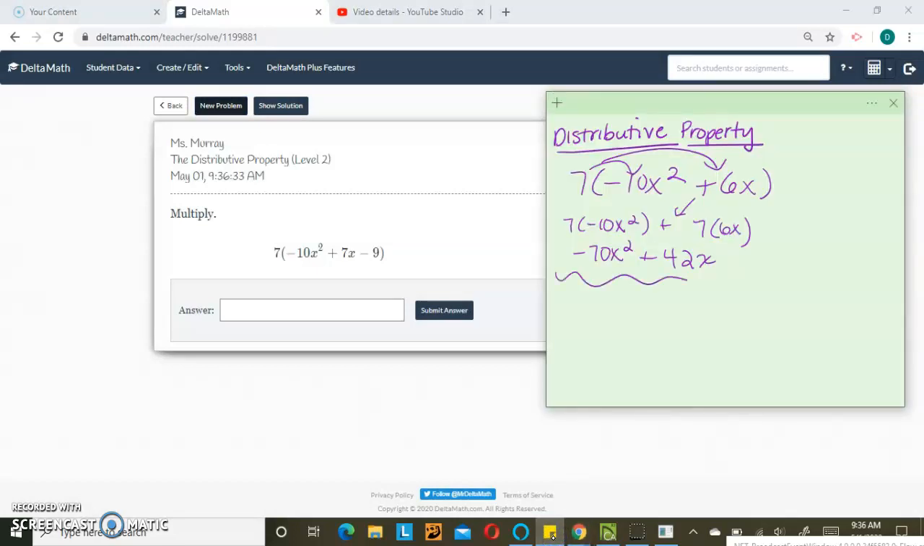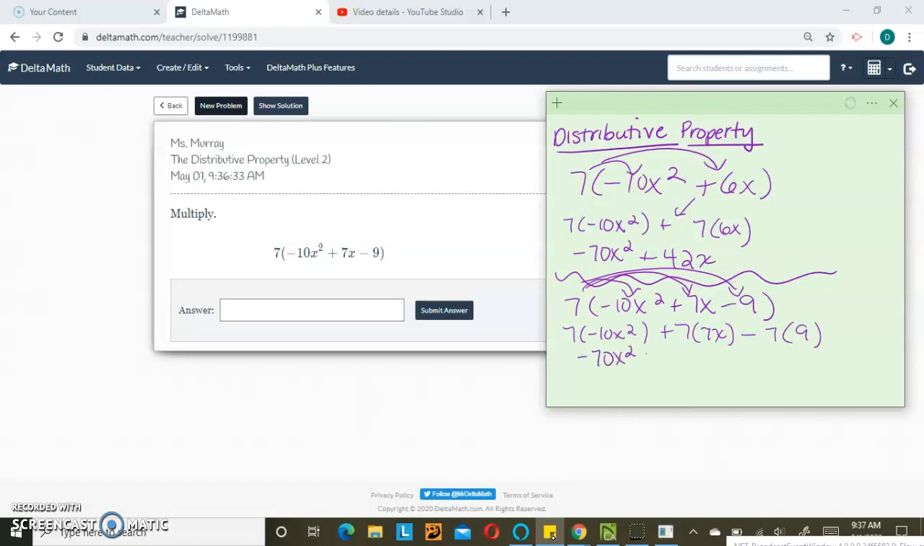So this time I'm still multiplying by 7 on the outside, but now I have 3 terms. Actually very similar of a problem. So I have to distribute that 7 to every single term. So it's going to be 7 times negative 10x squared plus 7 times 7x. Notice there's a minus, so I'm going to put a minus there, minus 7 times 9. So the sign in between the terms are the same signs you're going to use in between your little multiplication problems. So 7 times negative 10x squared is negative 70x squared, plus 7 times 7x is 49x, and then minus 7 times 9 is 63.